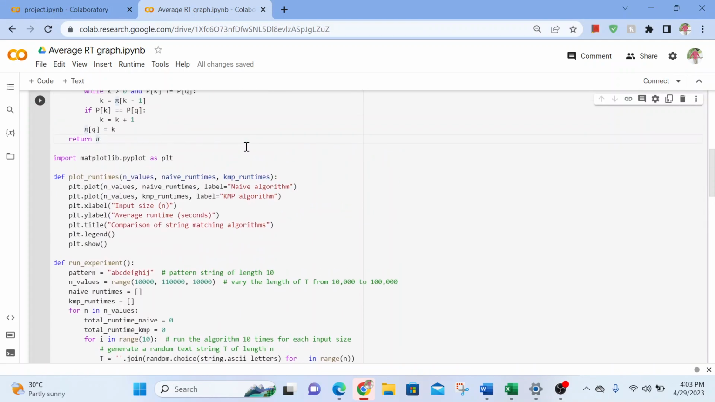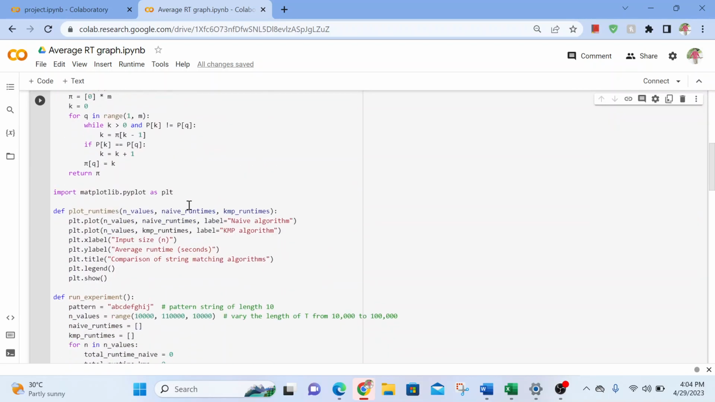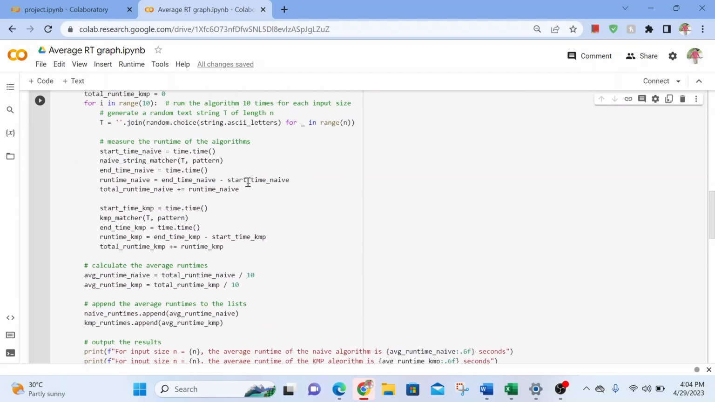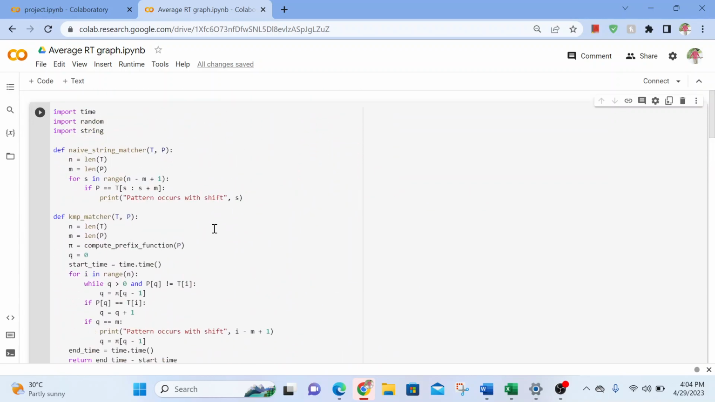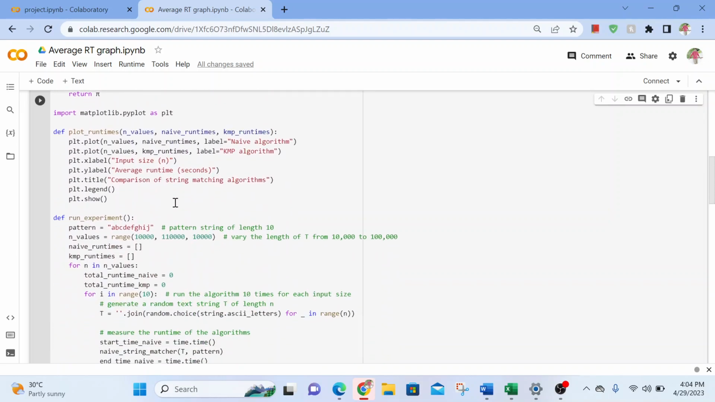And here is the average analysis code. Here is the output. Here I calculated the average time for 10,000 inputs: for the Naive algorithm it is this one, and for 10,000 with the KMP algorithm it is this one. I'm going to use the same functions for computing the average runtime.